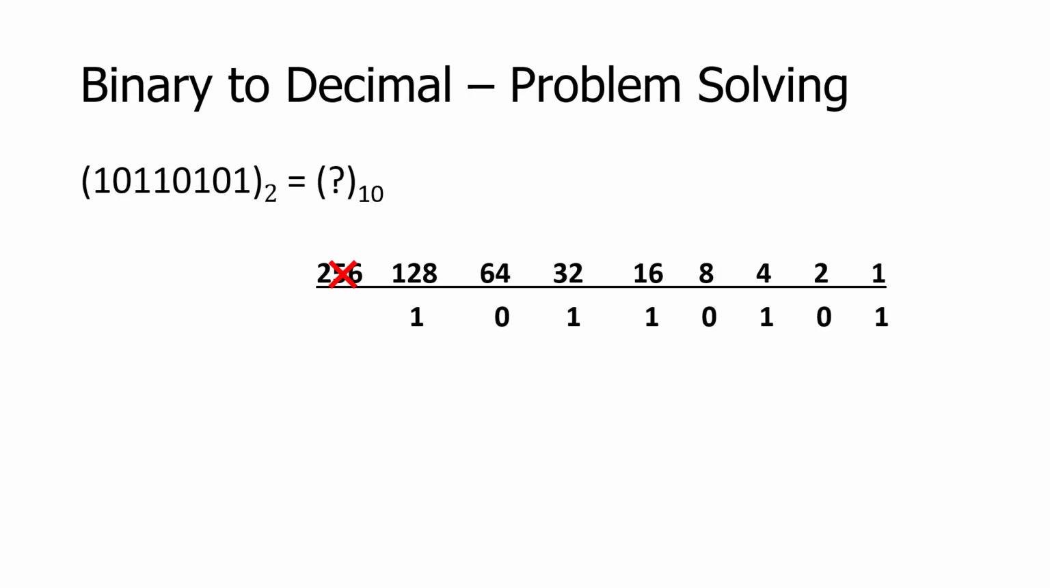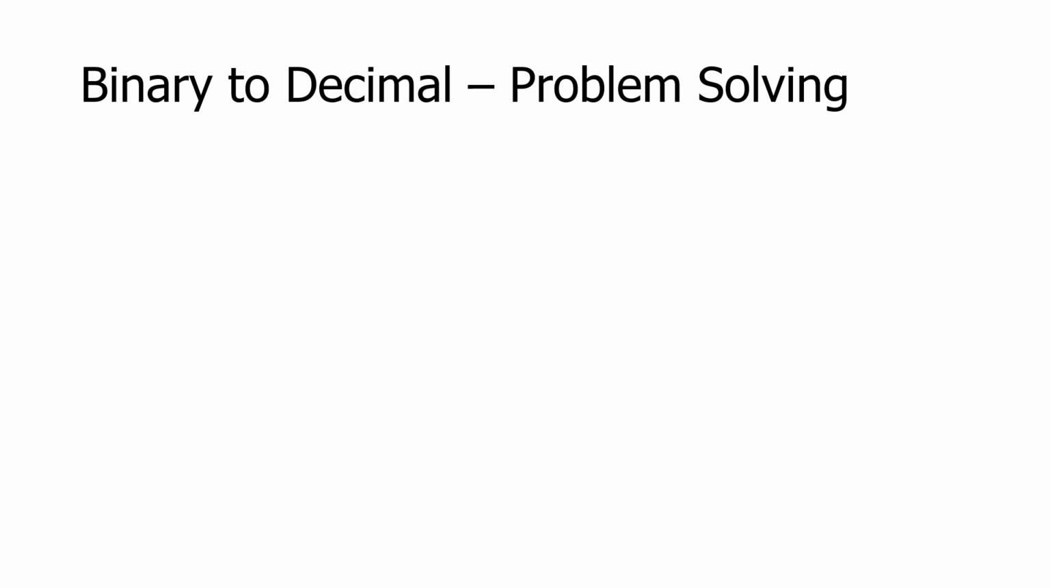Why am I not adding 64 and 8 and 2? Because just below them we place 0. That's why we don't add them. So when we add them, we get 181. So the answer is 181. Let's go to the next problem.